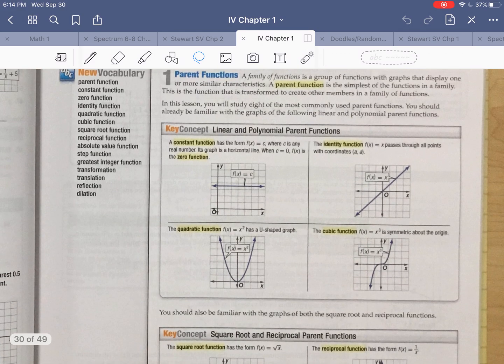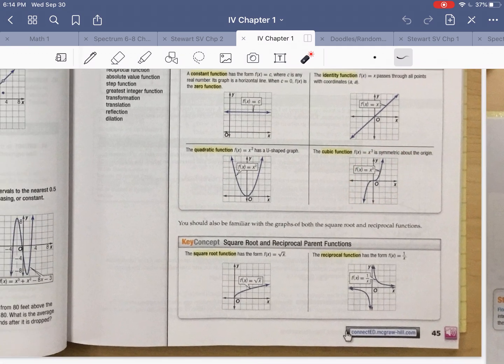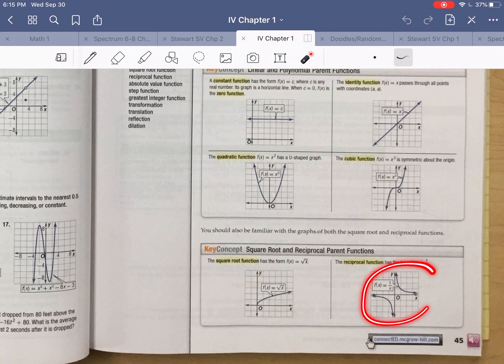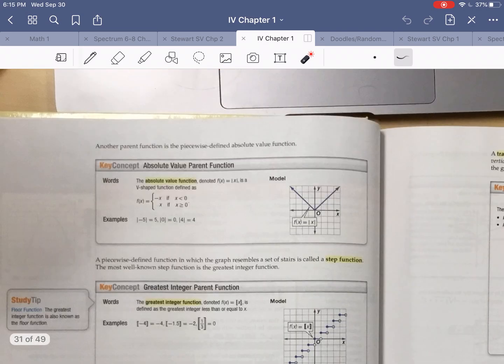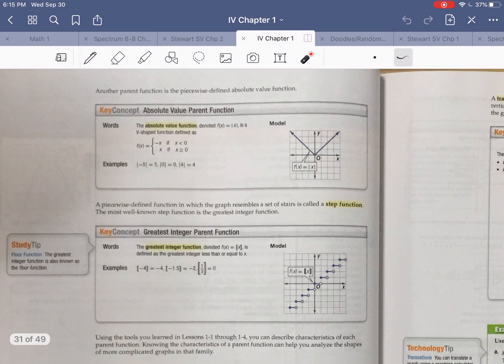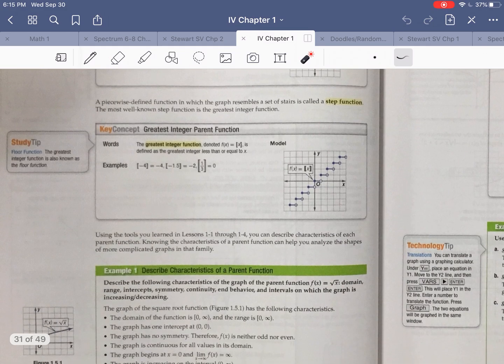We have a constant function, which is just a horizontal line. We have an identity function, which is just y equals x essentially. We've got the quadratic function, f of x equals x squared. And a cubic, you've got a square root, and the reciprocal function, 1 over x, and your absolute value, and your greatest integer. So those are all the different functions that we're going to be playing around with. We're going to be modifying, changing, altering them so that they look slightly different.